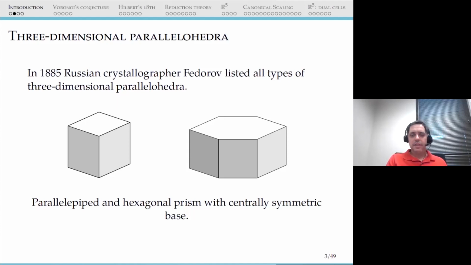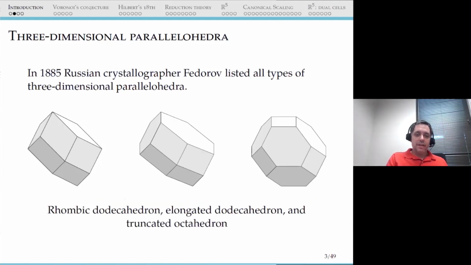Two can be obtained as direct products of a segment with two-dimensional parallelohedra. That's a hexagonal prism or a parallelepiped. We just take a direct product, or Minkowski sum, with a segment in a complementary space. The other three are a little bit more complicated to get. These are the pictures. They are called the rhombic dodecahedron, the elongated dodecahedron, and the truncated octahedron. The two on the left have 12 faces each, so that's why they are dodecahedra.